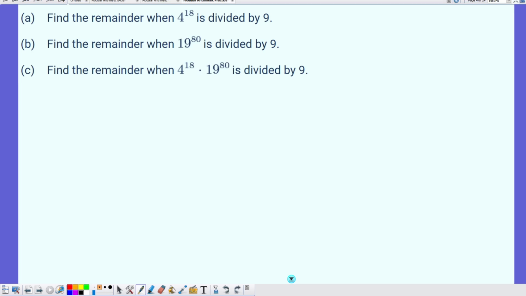Okay, continuing our exploration of working with all the tools we have discovered in modular arithmetic. Let's see what other things we can discover. So, find the remainder of 4 to the 18th when 4 to the 18th is divided by 9. So we're working with mod 9 in all of these. So, 4 to the 18th.